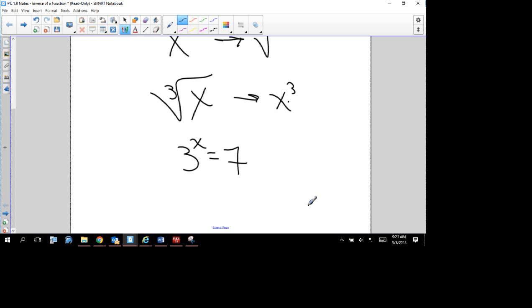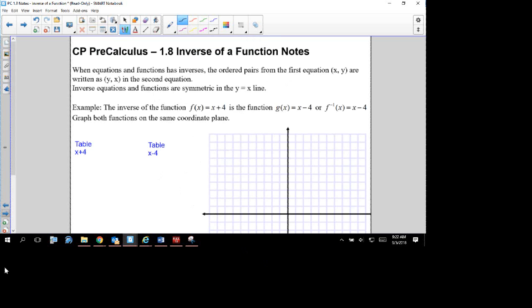We're not going to do logarithms today, but that is the inverse of a base of 3 to the x. You would do log base 3. That would be its inverse. What we're going to do is just talk about inverses and their graphs and their ordered pairs and how we find them. So super, super easy.